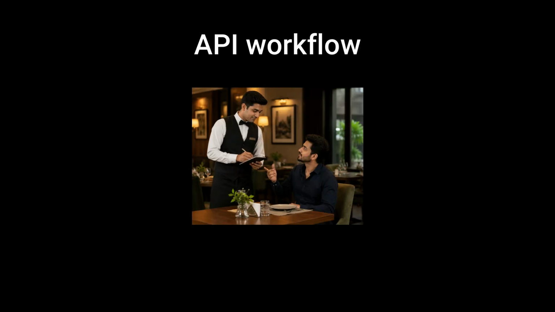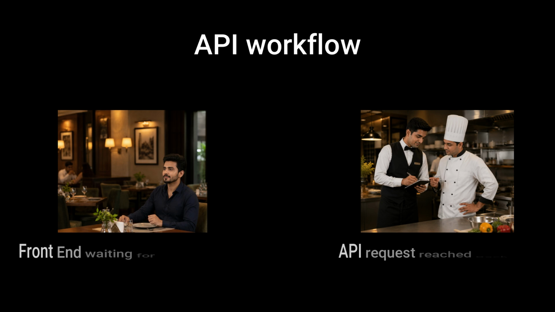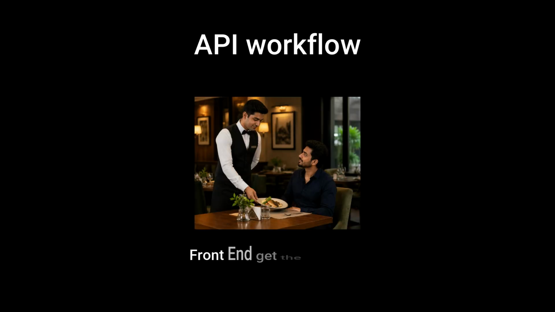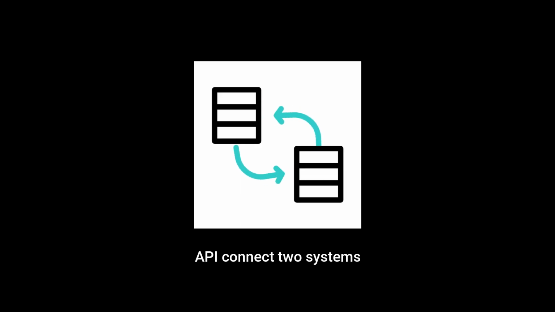Your application sends a request. The API takes that request to the server. The server processes it. The API returns the response. The API acts as a messenger between two systems.